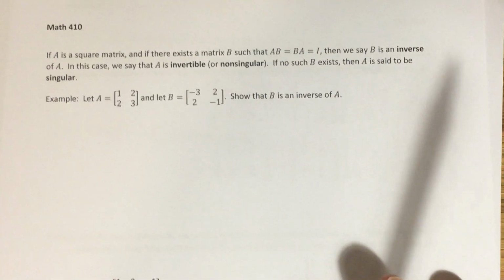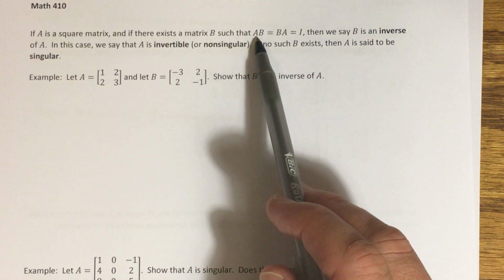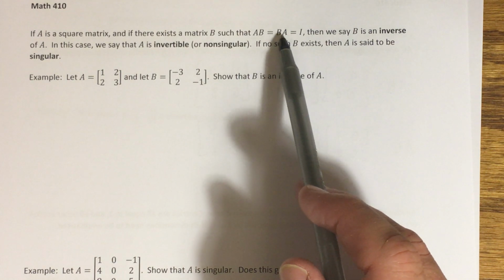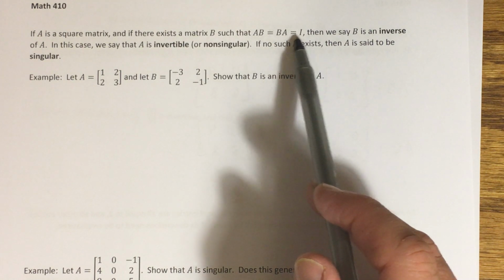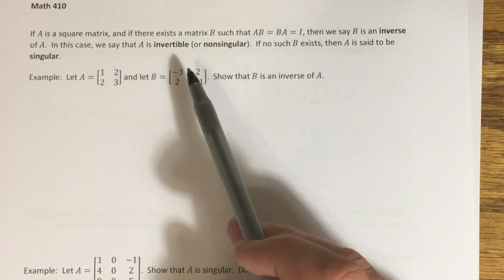All right, here we are. Okay, so now on to the discussion of invertible matrices. So if A is a square matrix, and if there exists a matrix B such that A times B and B times A are both equal to I, then we say that B is an inverse of A.